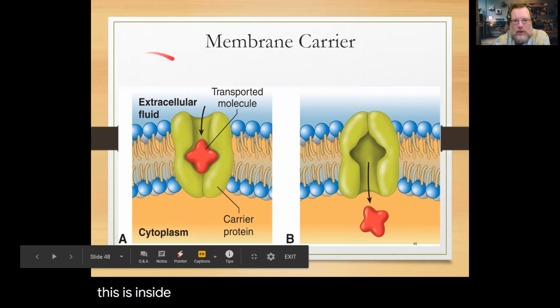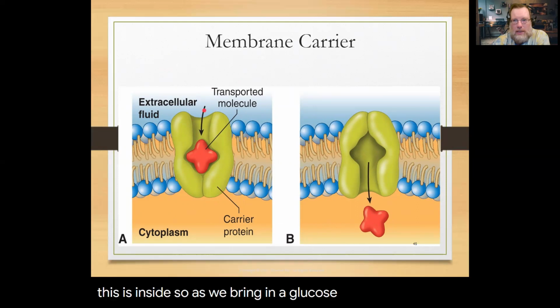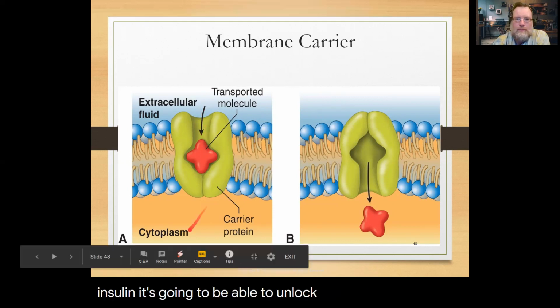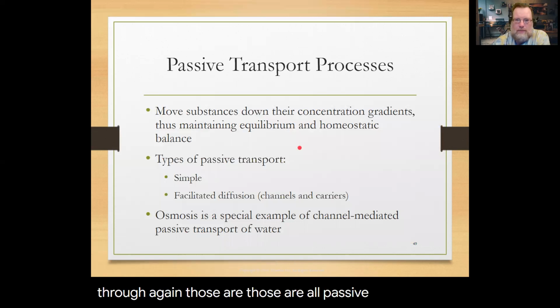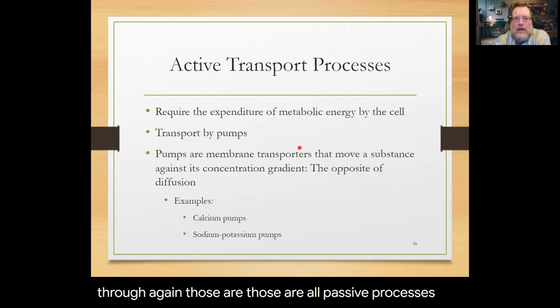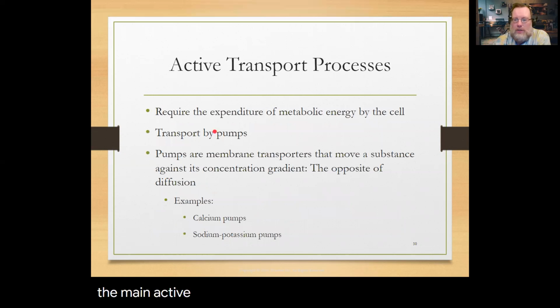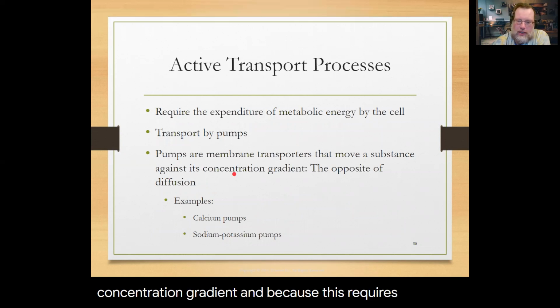Okay, so as we bring in glucose, as long as it has insulin, it's going to be able to unlock the door and travel through. And again, those are all passive processes. And the main active process, again, we're going to see, first of all, the use of ATP. Secondly, we're going against our concentration gradient. And because this requires energy, we have to balance how often and how much we use it.